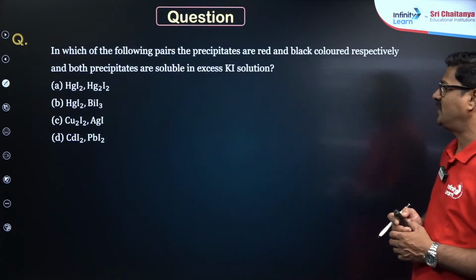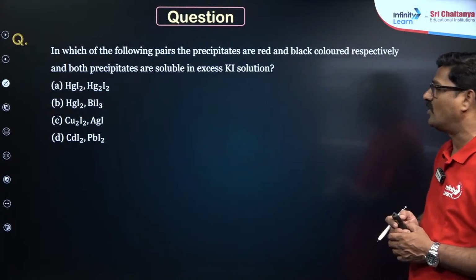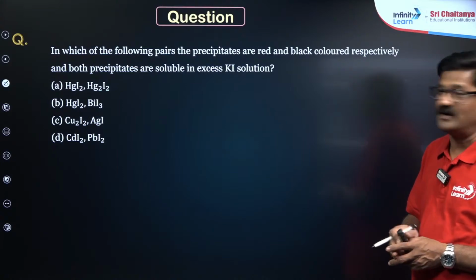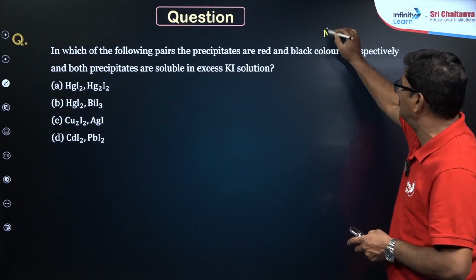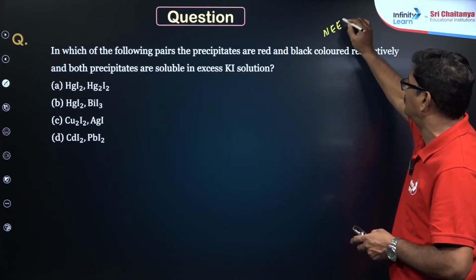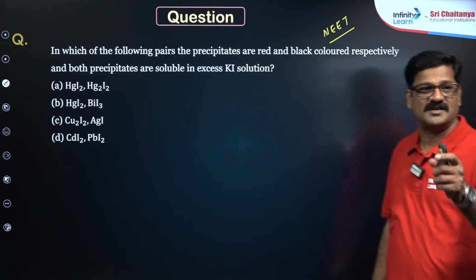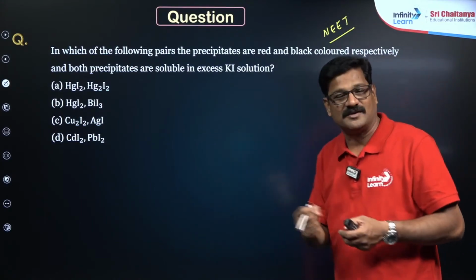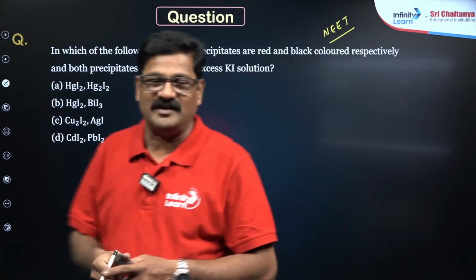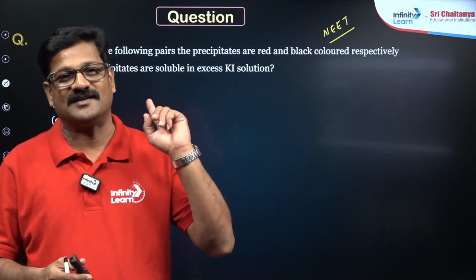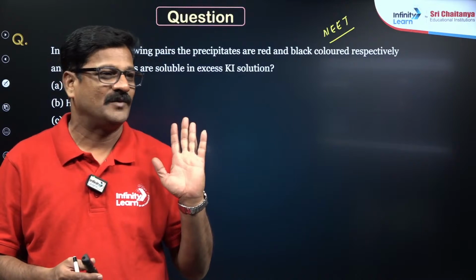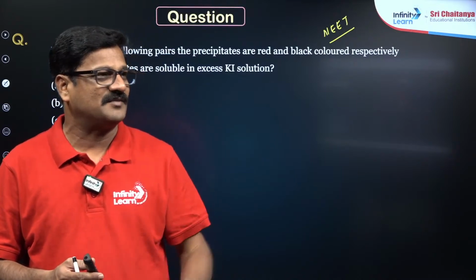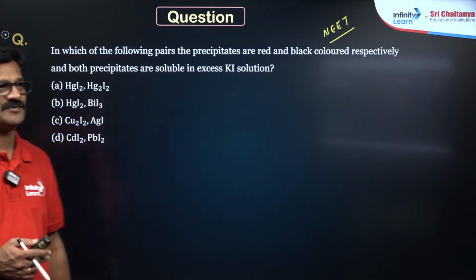Okay, in which of the following pairs are the precipitates red and black colored respectively, and both precipitates are soluble in excess of potassium iodide? This is a perfect NEET examination level question. You can just check and see the flavor. So if you want to be a NEET topper, you need to answer this type of questions, perfect NEET level questions.